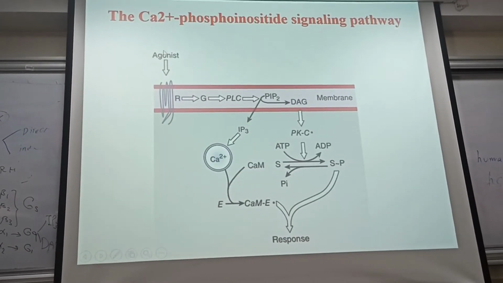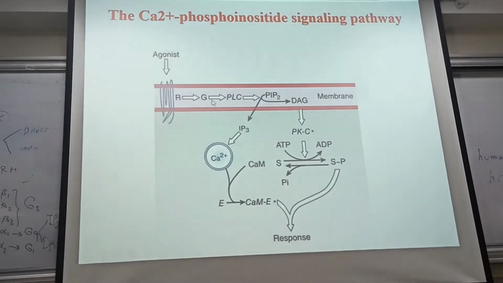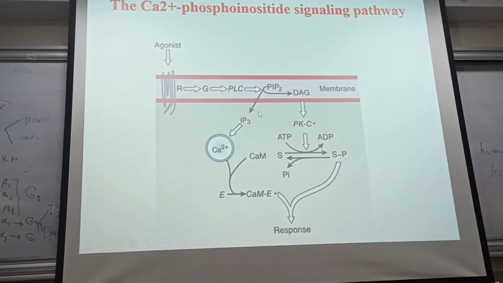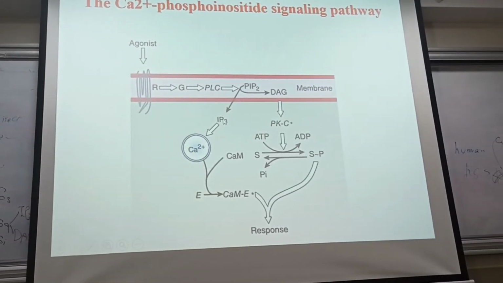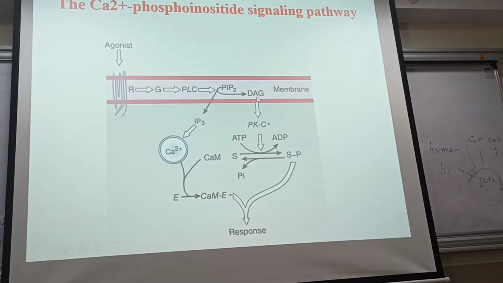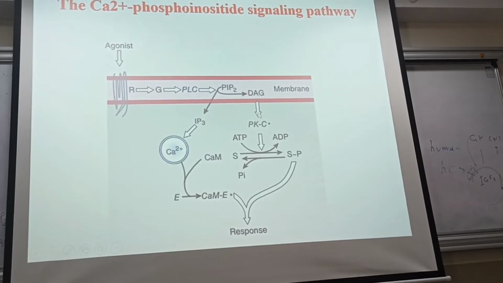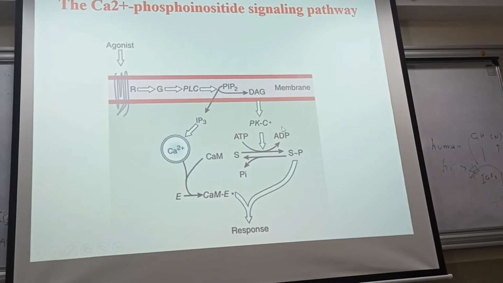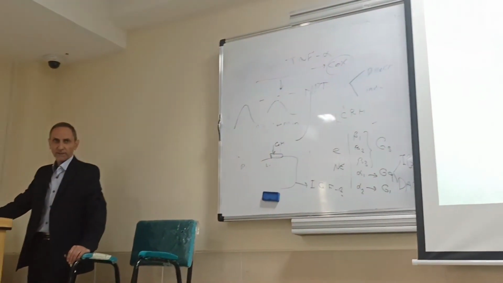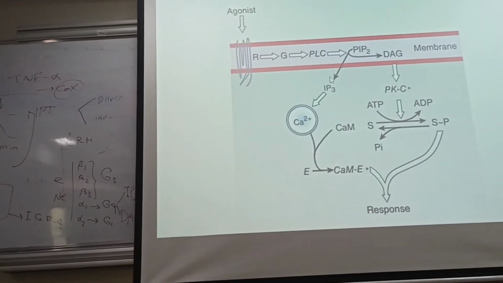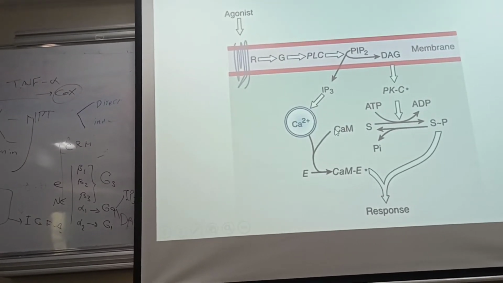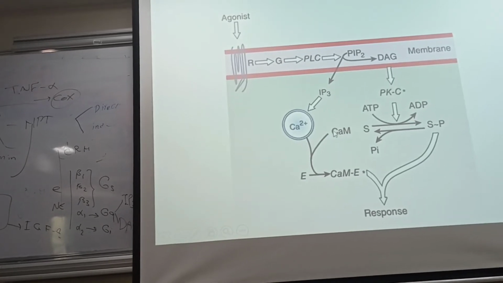You see agonist, receptor, G protein, phospholipase C, then production of IP3 and production of DAG, diacylglycerol. Diacylglycerol can activate protein kinase C, and the kinase can phosphorylate the substrates. Is it okay? And then we have IP3. IP3 can increase the amount of calcium released within the cell.